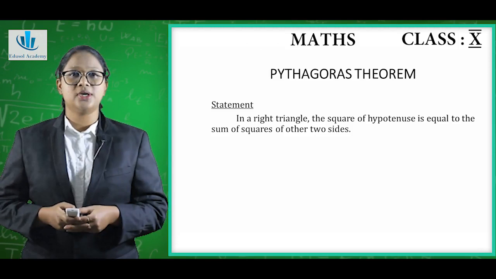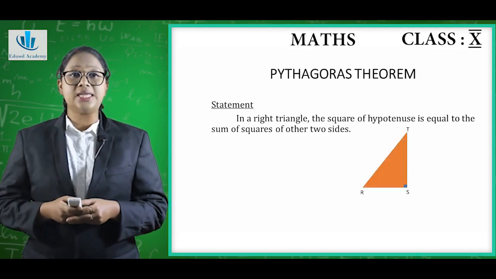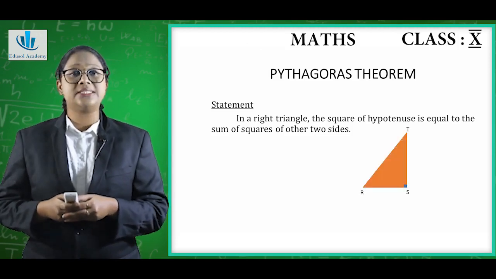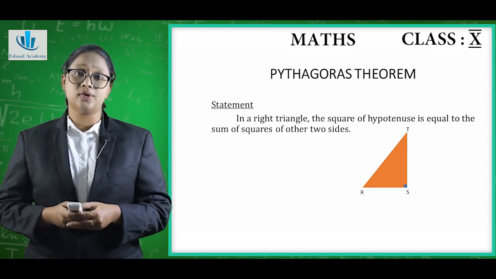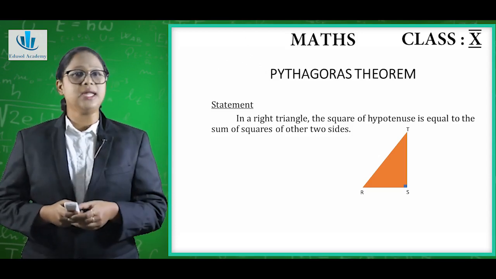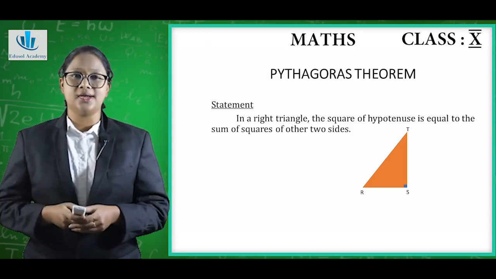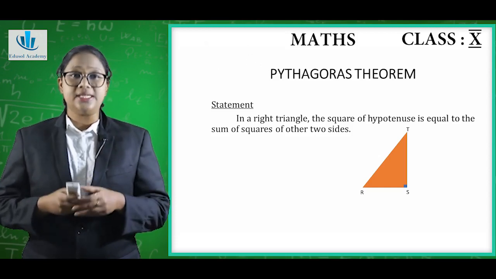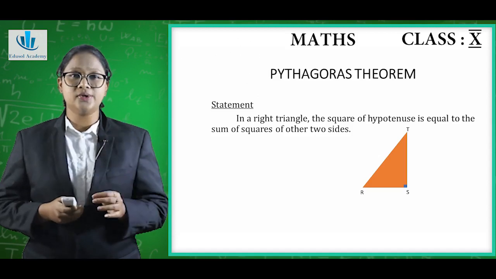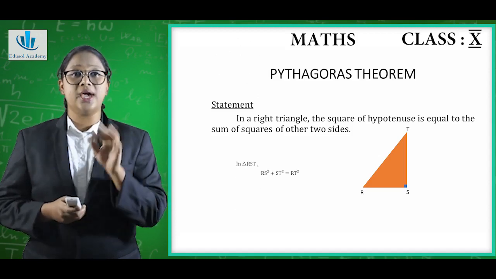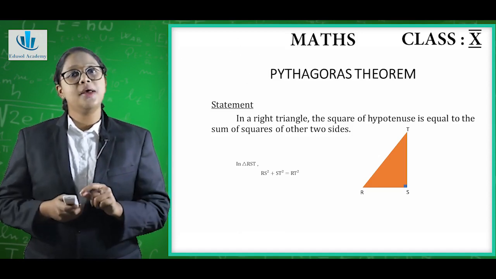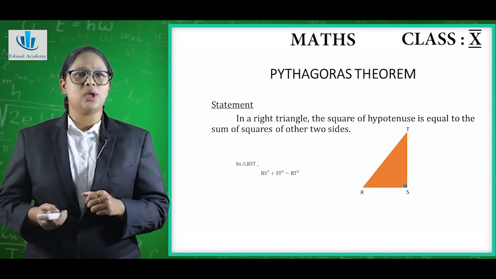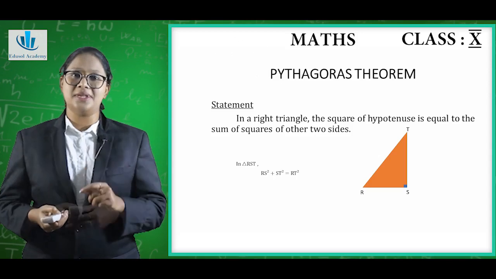So look at the picture. We can see there is a right angled triangle RST, right angled at S. So according to Pythagoras theorem, the only condition is that the triangle should be a right angled one. Now, in a right angled triangle, the hypotenuse square, that is RT square in this figure, is equal to RS square plus ST square. That's all about the Pythagoras theorem statement.